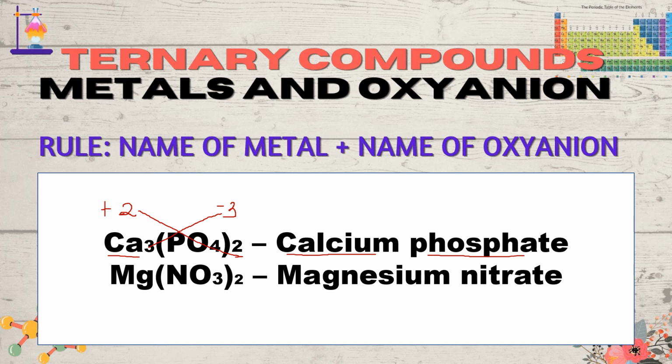Another one is Mg(NO3)2. So, ibig sabihin, yung 2 dito ay galing sa magnesium. So, this is positive 2. And NO3 is negative 1. So, wala kayong nakikita ditong subscript. So, what is the correct name? Mg is magnesium. So, that's your name. And NO3 is nitrate, since it is a polyatomic ion. So, it's a combination of metal plus the name of the oxyanion.